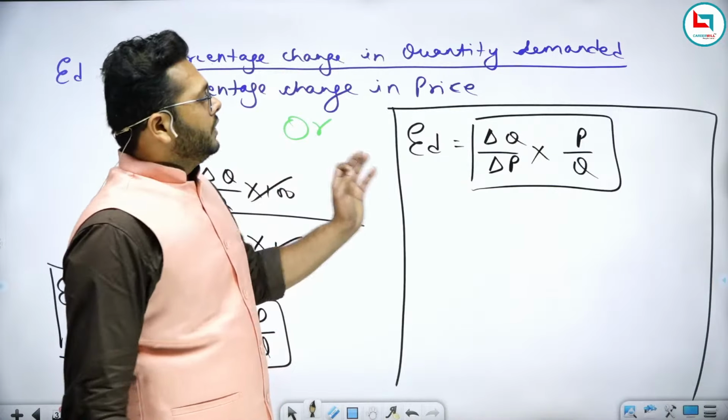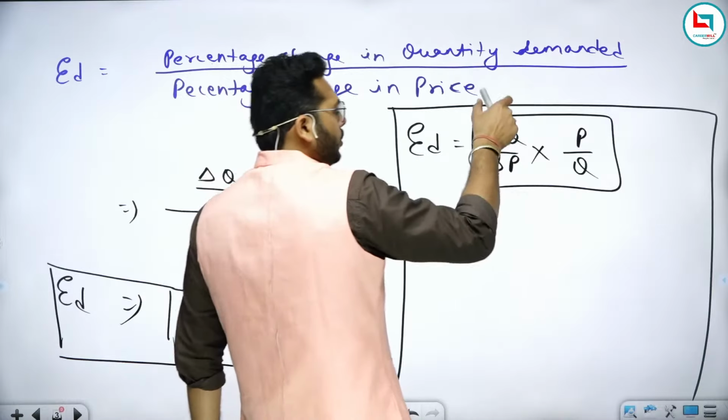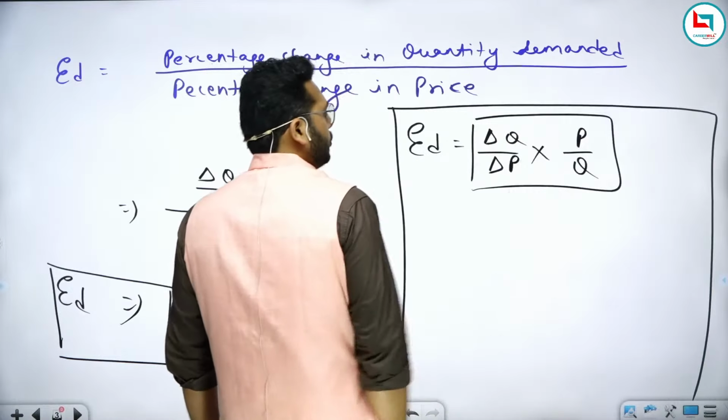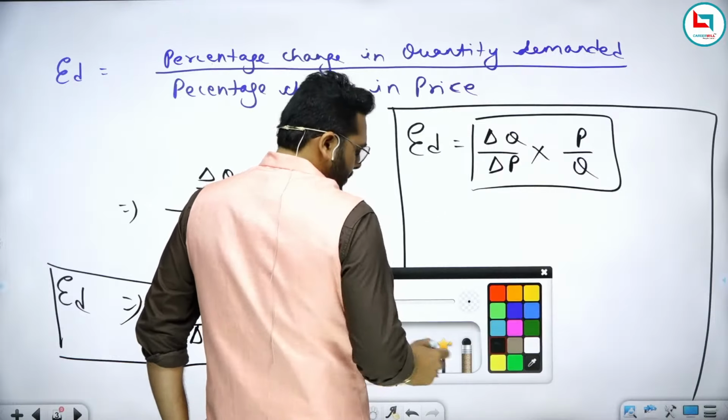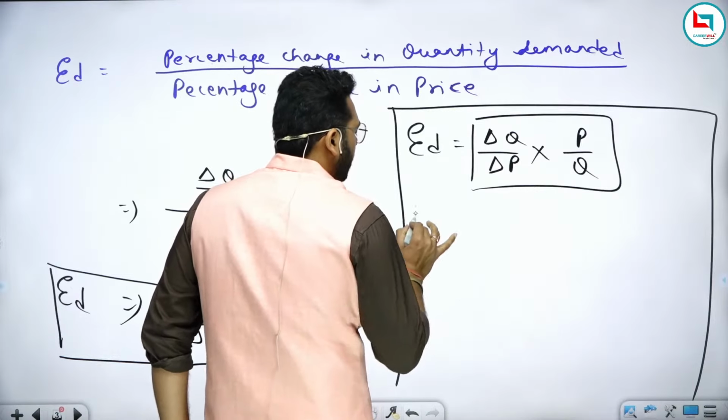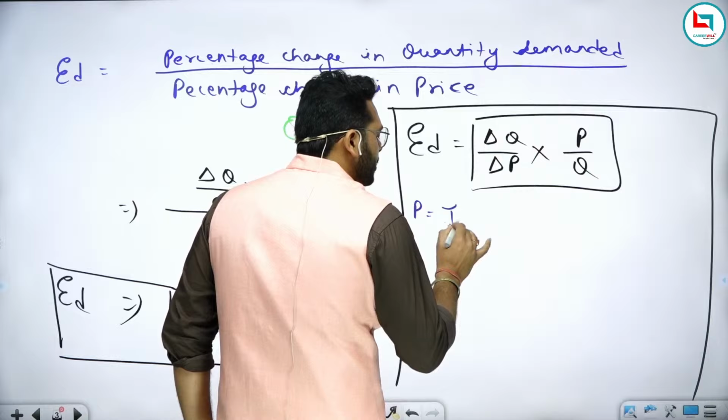Now you need to understand what is delta Q, what is delta P, what is P, and what is only Q. I can write here, P means the initial price.